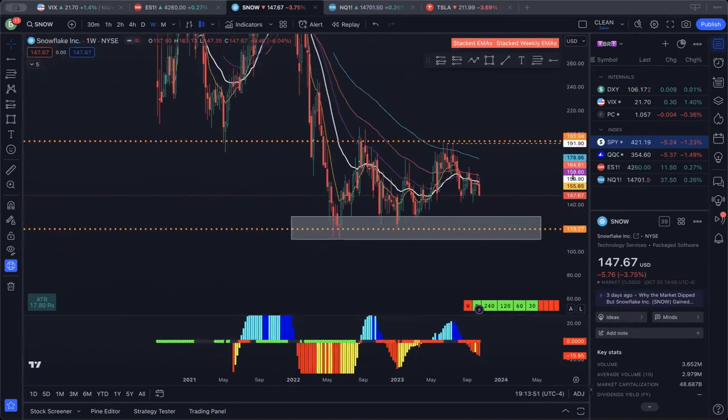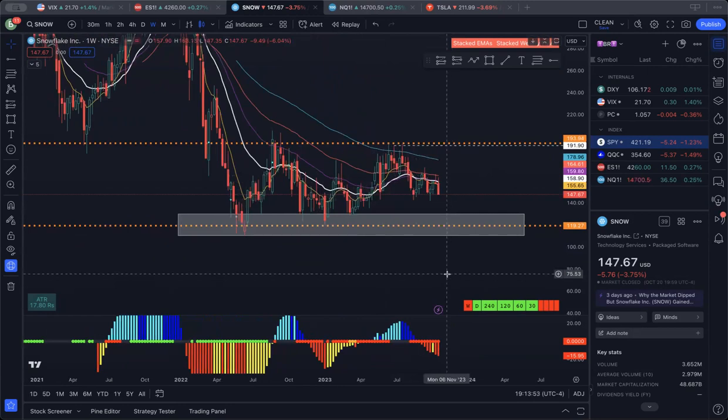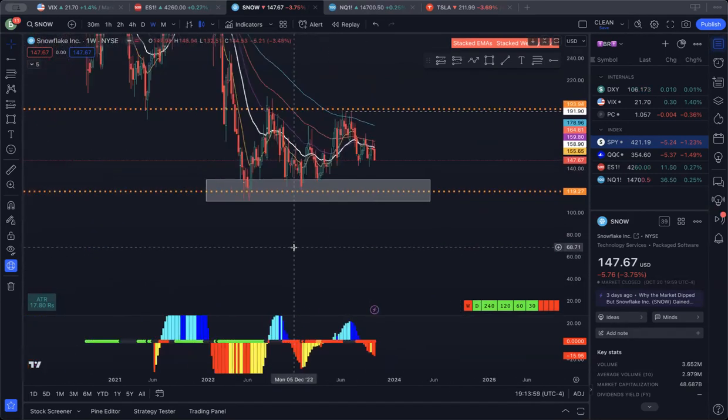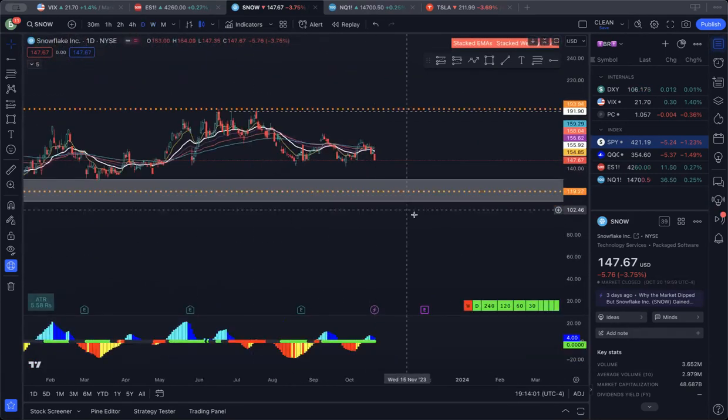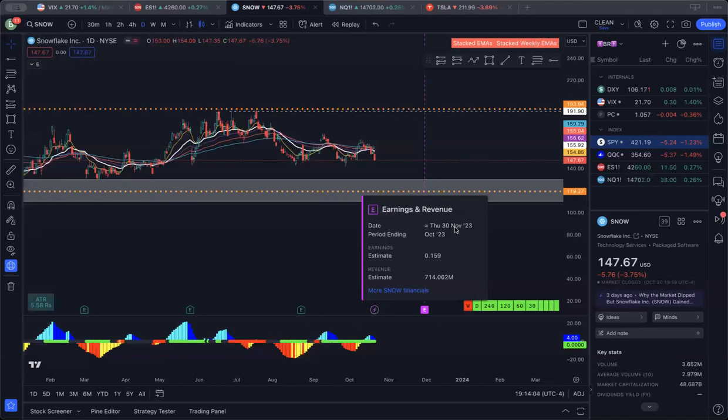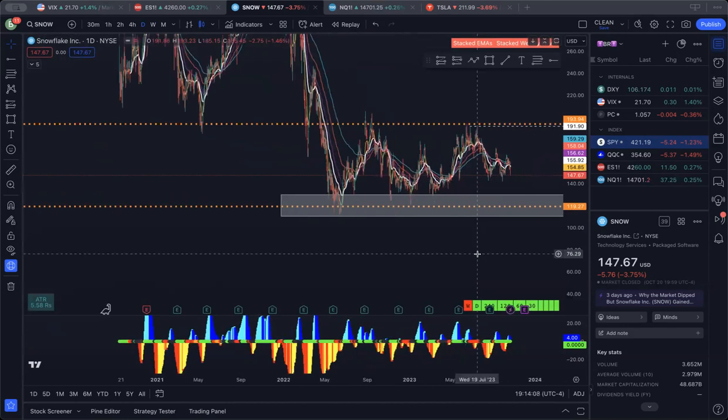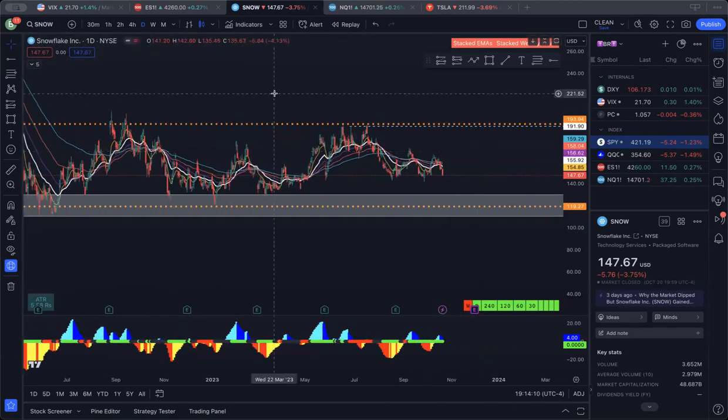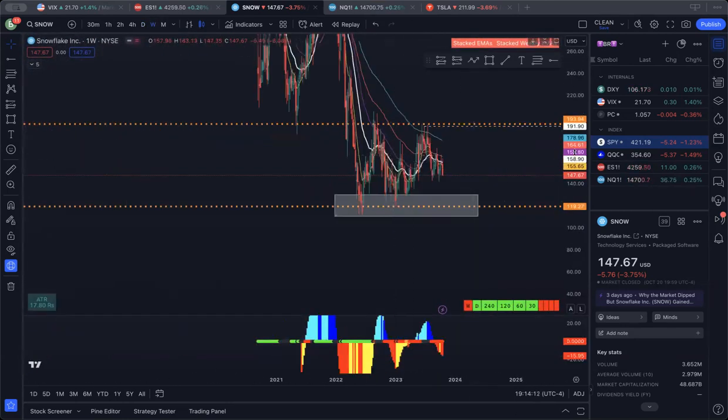So I really like Snow from a longer term perspective to go short on this name and look for a pretty significant downside move, as long as the market continues to head lower. We don't have earnings till the end of next month. So I think this name could be a very good short based off this weekly squeeze.